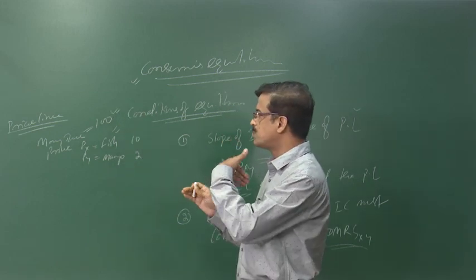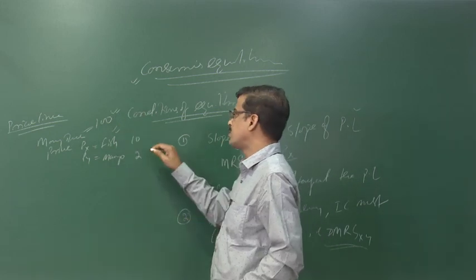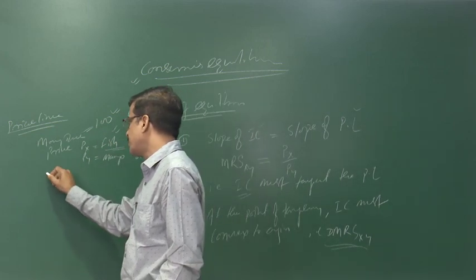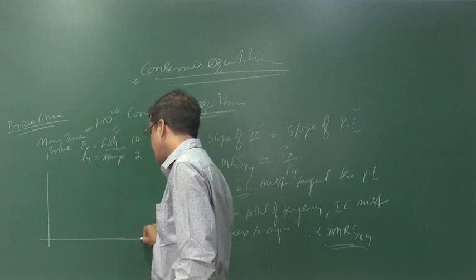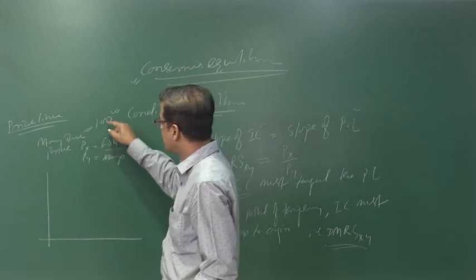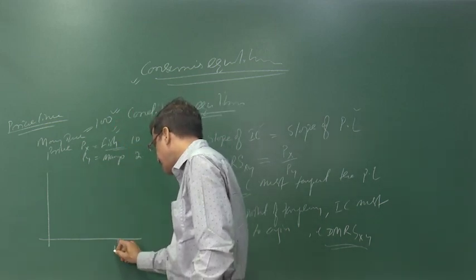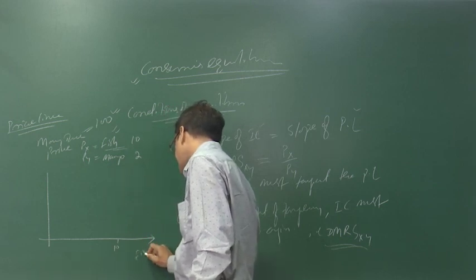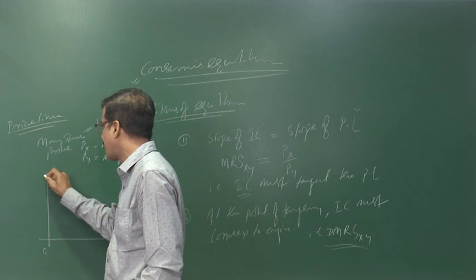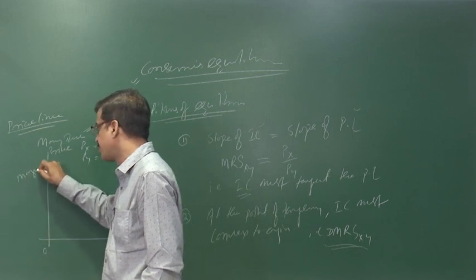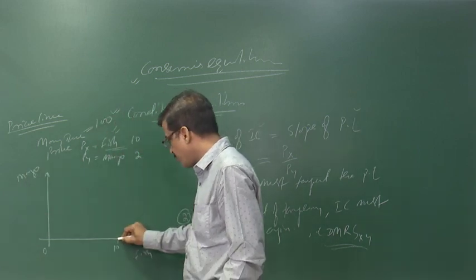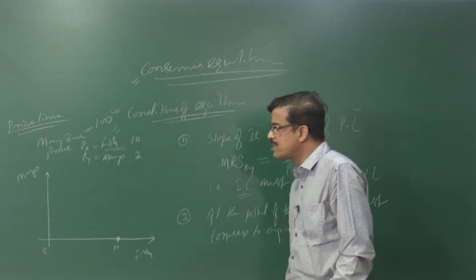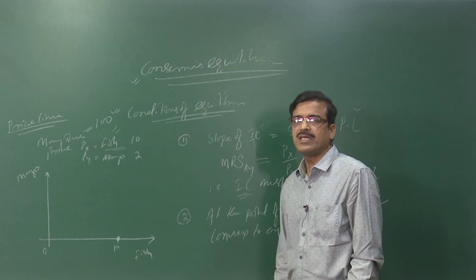If the consumer spends all his money income on good X, that is fish, then the consumer is able to consume 100 upon 10, that is 10 units of fish. This is your fish and this side is your mango. So when he spends all his money income on good X, he is able to consume 10 units of good X.